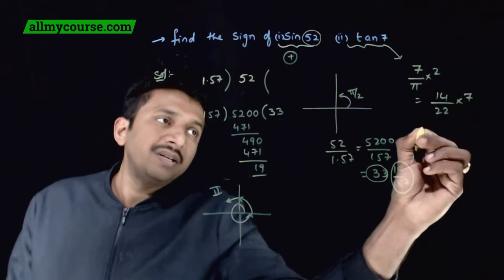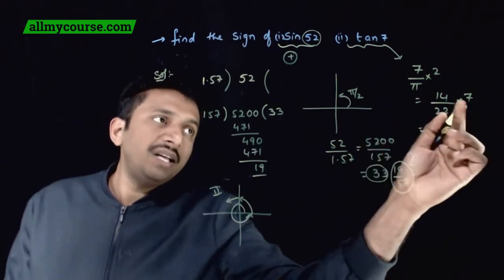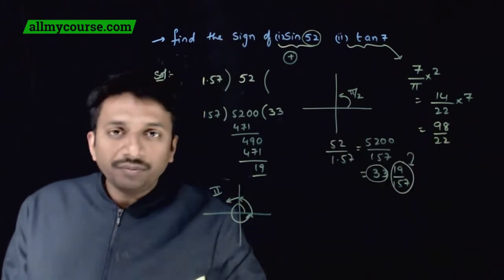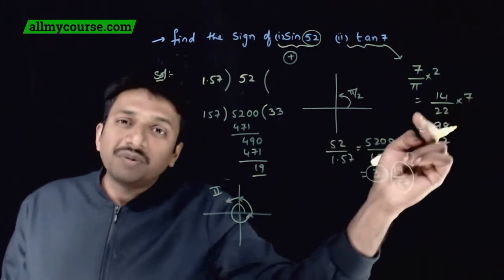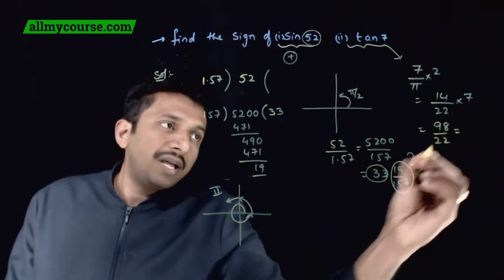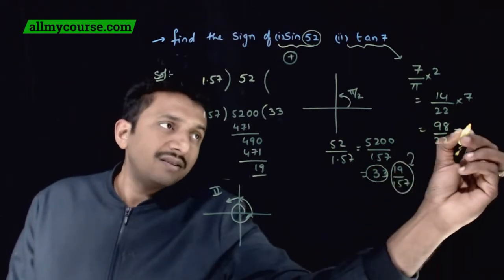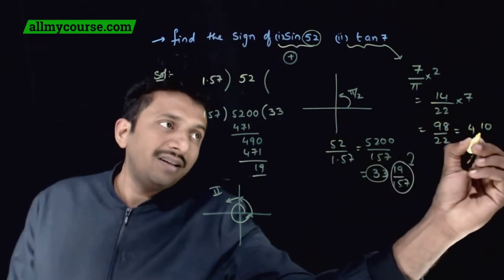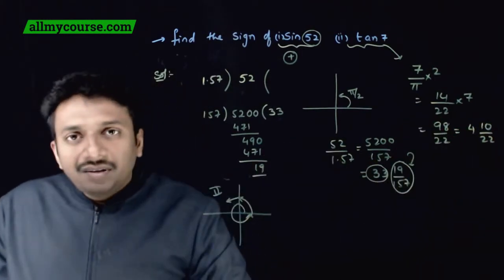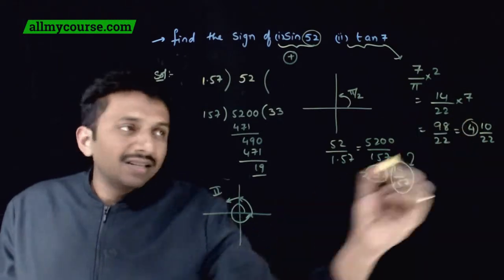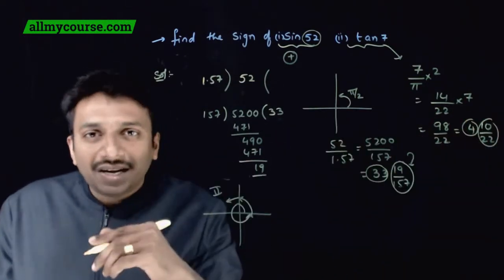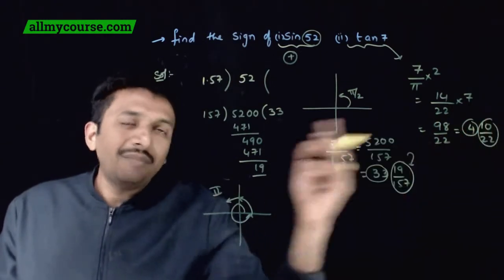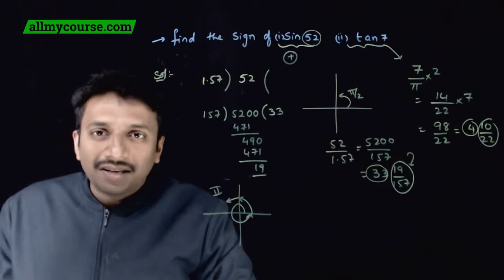This 7 goes up. So effectively you have 7 times 14 is 98, by 22. Again I have used the approximate value of pi. So you get 4 right angles, 4 times 22 is 88, and you have 10 as the remainder, 10 by 22. That means you have 4 complete right angles and a 10 by 22nd of a right angle.